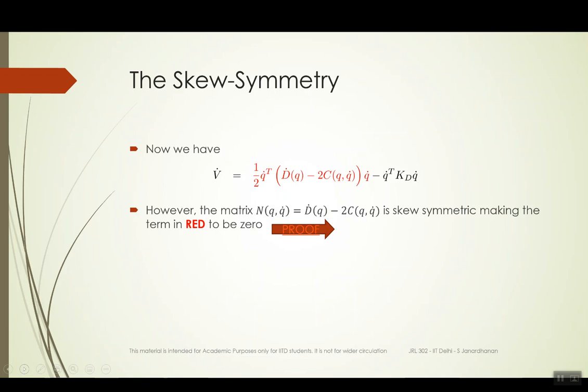Now the claim is that this term, that is D dot minus 2C of q comma q dot, is actually a skew symmetric matrix, and that is why q dot transpose times the skew symmetric matrix times q dot would be equal to 0. So let's see the proof of it.